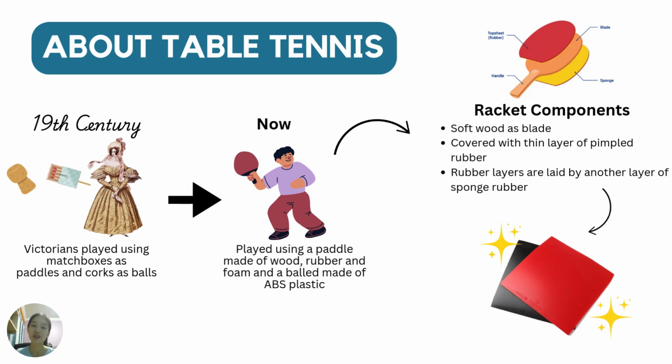Now, let's break down the components of a modern table tennis racket to understand why material selection is so crucial. At the core, we have the blade, typically made of soft wood. This provides the essential structure and strength. Covering the blade is a thin layer of rubber, often pimples in or pimples out, depending on playing style. This layer controls the spin and speed of the ball. Between the blade and the rubber is a sponge layer. This adds elasticity, helping players achieve better ball control and powerful shots.